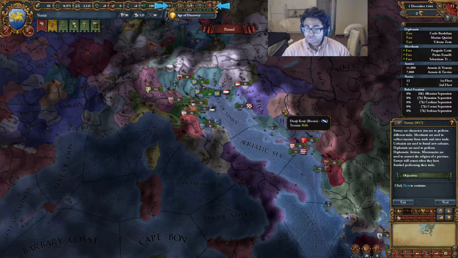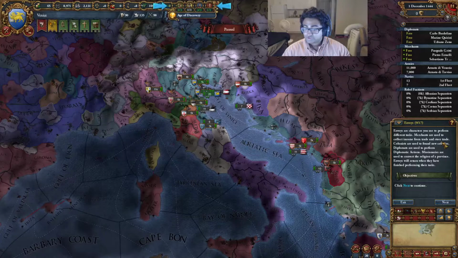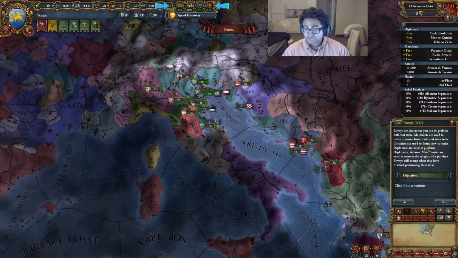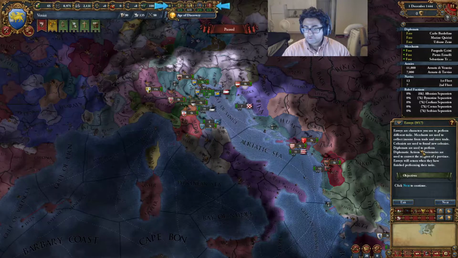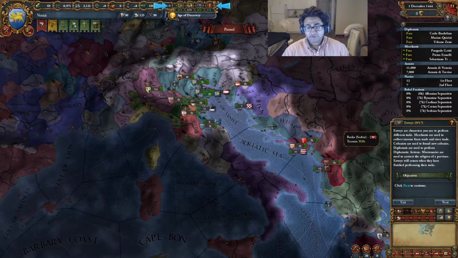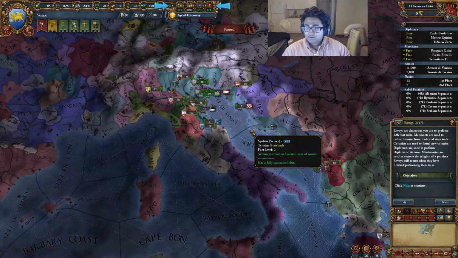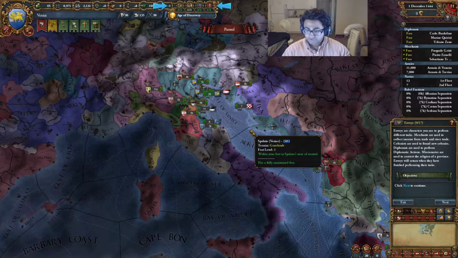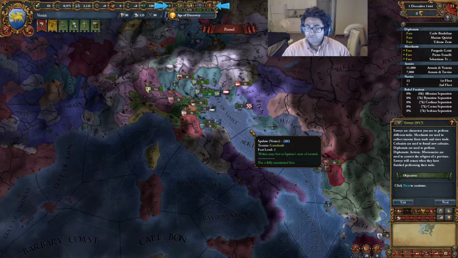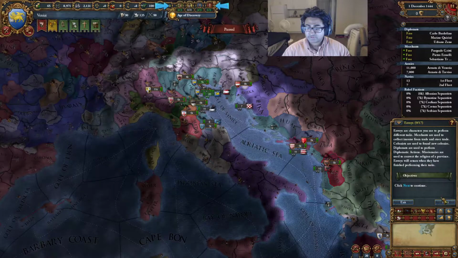Envoys are characters you use to perform different tasks. Merchants are used to collect income from trade and steer trade. Colonists are used to found new colonies. Diplomats are used to perform diplomatic actions. Missionaries are used to convert the religion of a province. Envoys will return when they have finished performing their tasks.